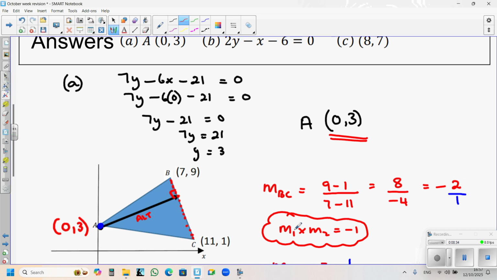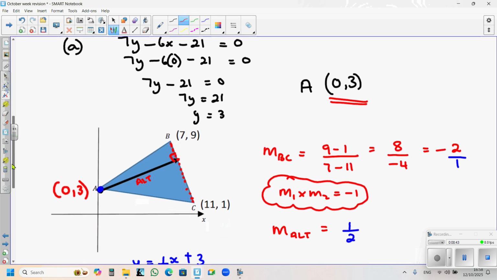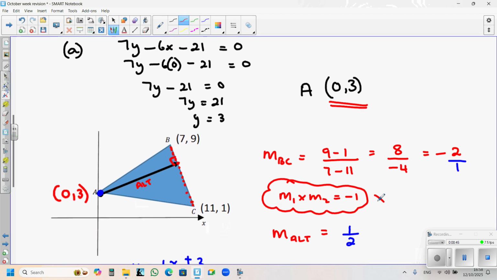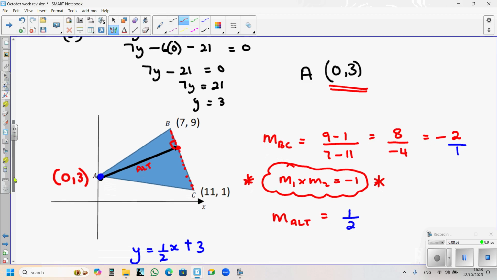So we know gradient m1 times m2 is -1. Flip that and change the sign. So the negative becomes positive and it becomes a half. So the gradient of the altitude is a half. Now you must write this down. If you don't write that down, you will lose a mark. So now I know the gradient of that altitude. I know it's a half, and I know a point on the line is (0, 3).